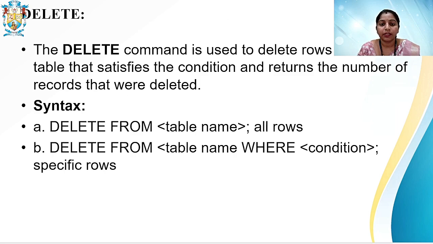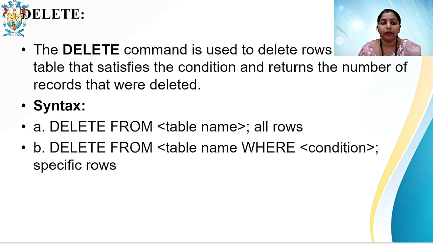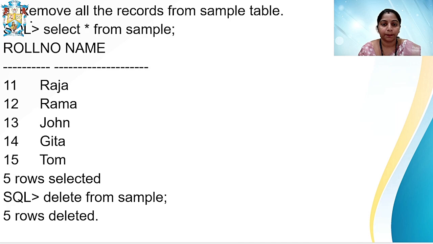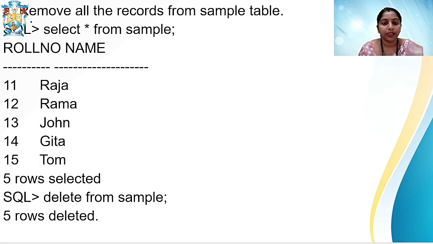Next, if we have to delete some specified rows, then we use the syntax delete from table with a specific condition. For example, if you want to delete rows whose value is less than or equal to 50 in the student table which we had seen earlier, the values lesser than 50 will be deleted. Here we can see select star from sample. These are the values which are there in the table.